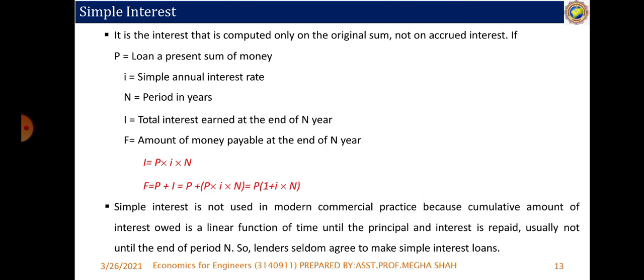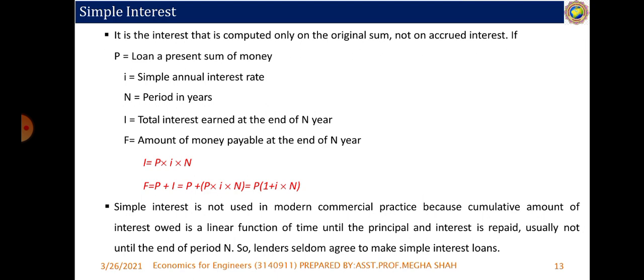Capital I means total interest at the end of n years. F means amount of money payable at the end of n years. So F means our total capital plus interest. So at the end of the 5th year or the 10th year, how am I getting the total? Principal plus interest. So that is F.